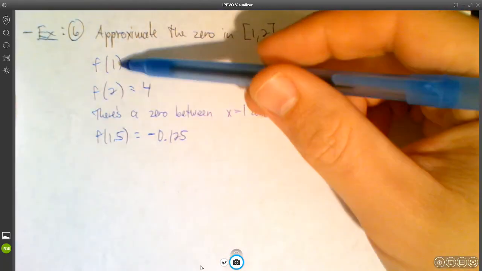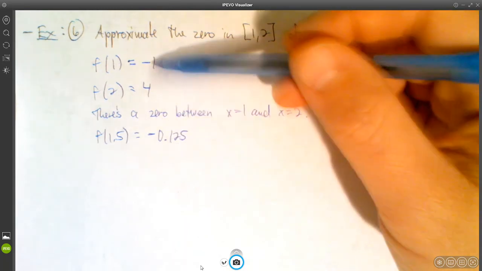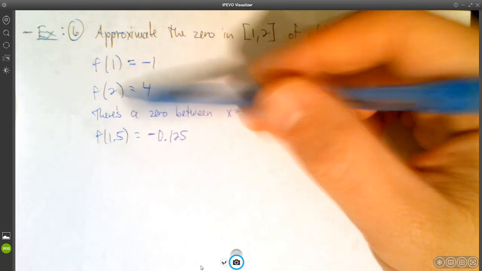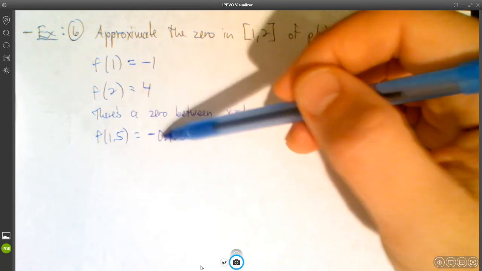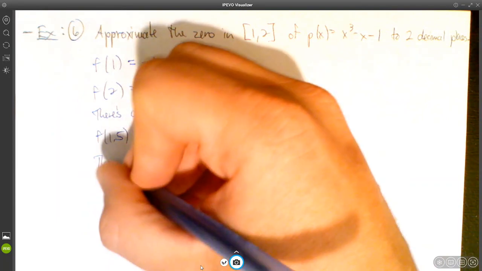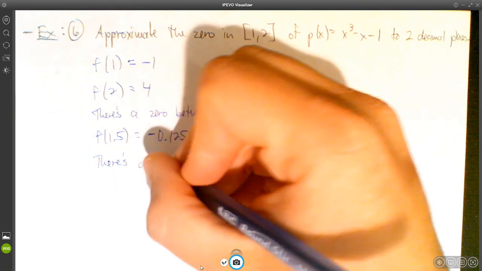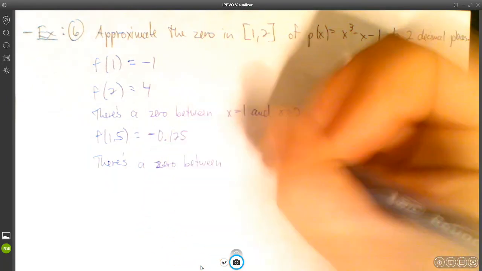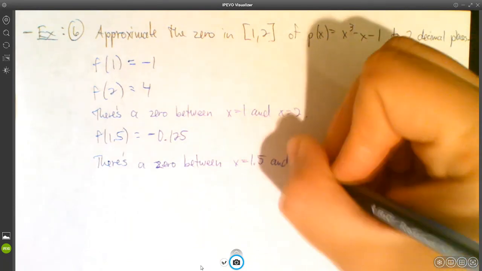Well, notice that the sign of f of 1 and the sign of f of 1.5 are the same. So the 0 is not there. However, the sign of f of 1.5 is negative, and the sign of f of 2 is positive. So there must be a 0 between 1.5 and 2, right? So we can make it a little more exact. We can say there's a 0 between x equals 1.5 and x equals 2.